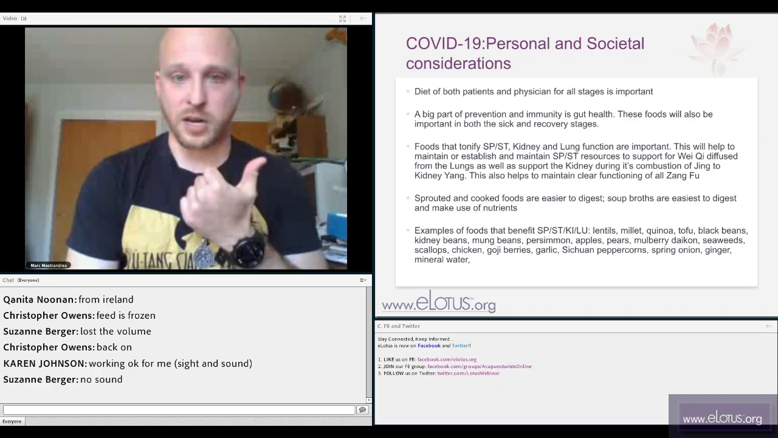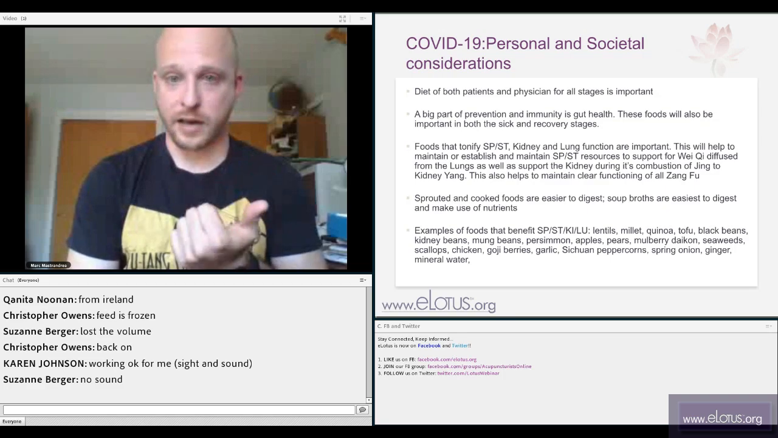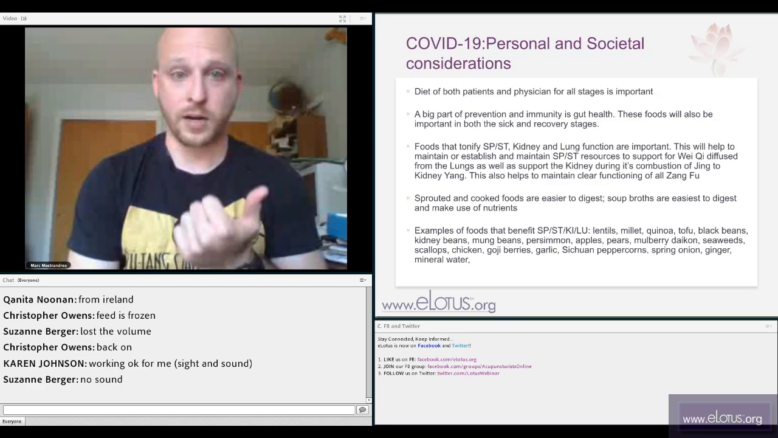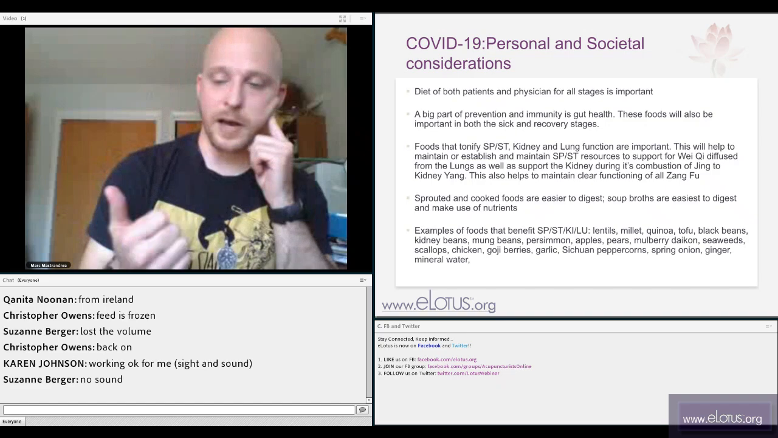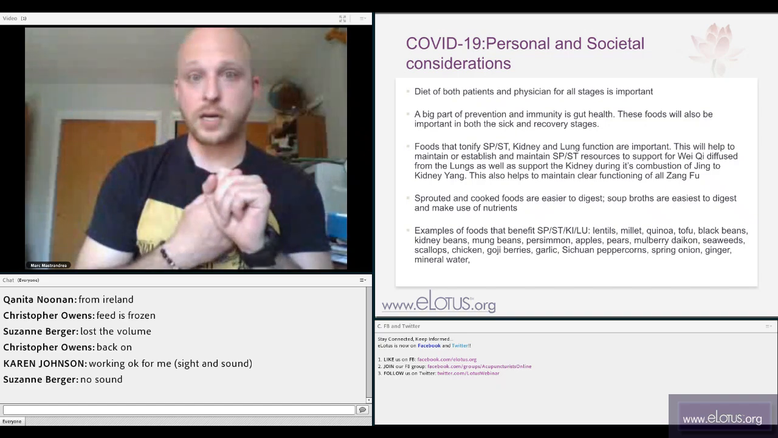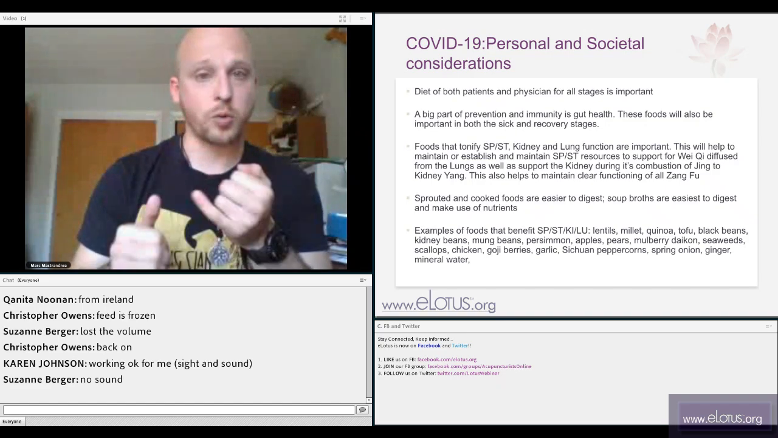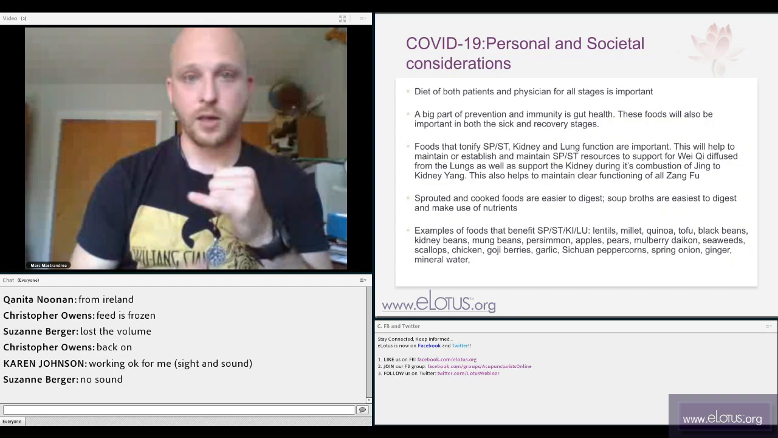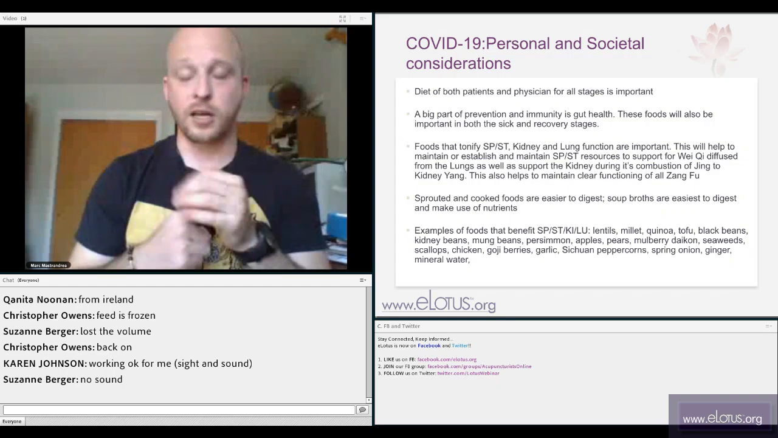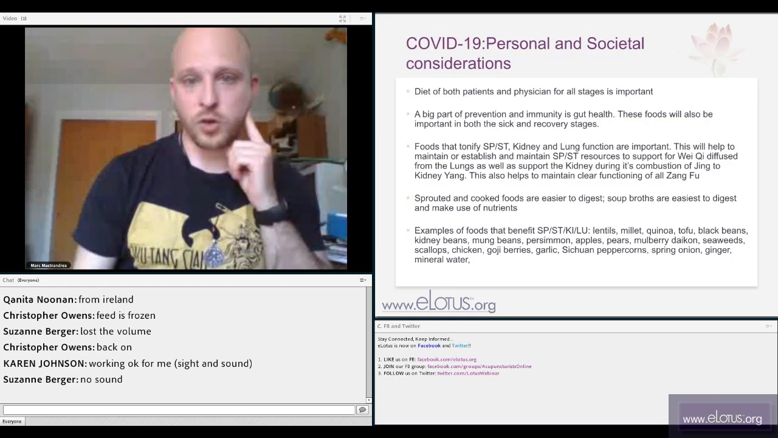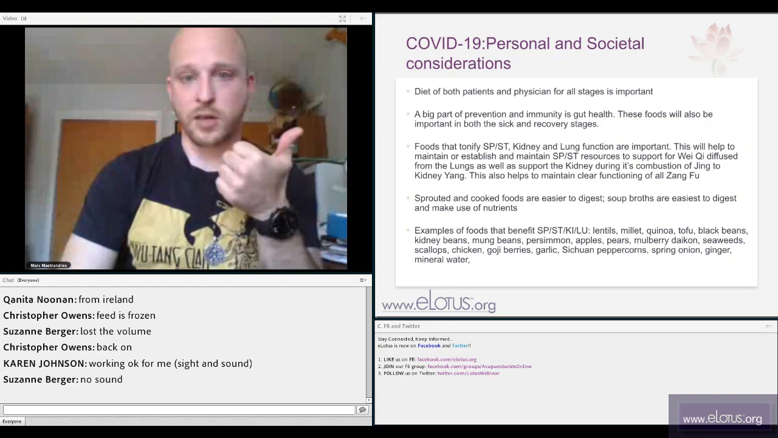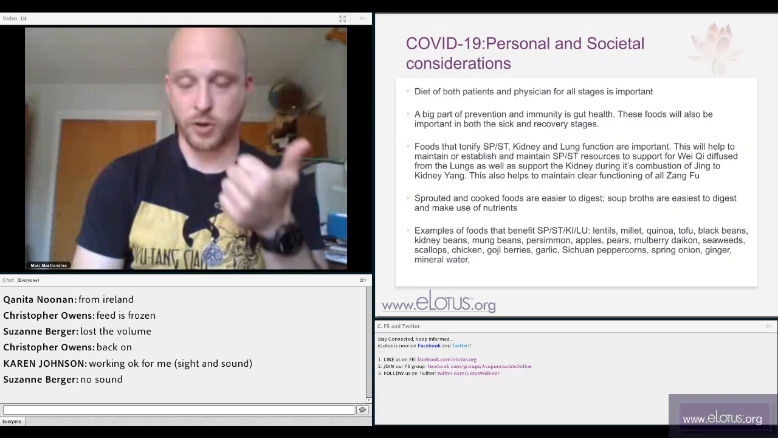A big part of prevention and immunity is gut health. These foods will be really important for both. So foods that tonify what? That tonify immunity. Where does immunity come from? It starts in the gut, but also includes the kidneys and the lungs, right? So kidney yang becomes wei qi. The lungs diffuse and disperse wei qi. So you want to do things that will establish and maintain spleen and stomach resources.